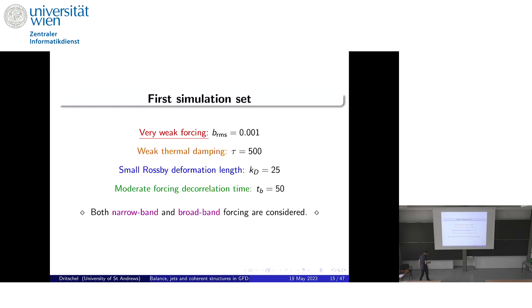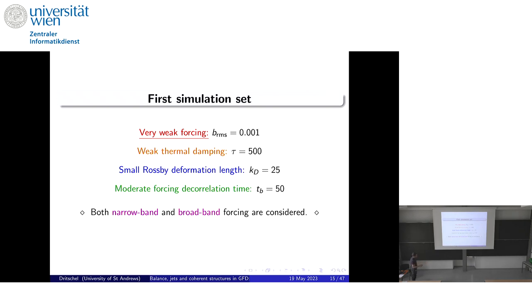So the first results then. We're going to just vary one thing at a time. And here I'm going to simply contrast narrowband and broadband forcing. And I'm going to take the very weakest forcing that we took, 10 to the minus 3, not the weakest, but weak thermal damping, 500.